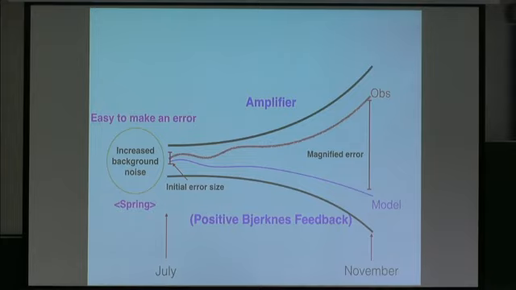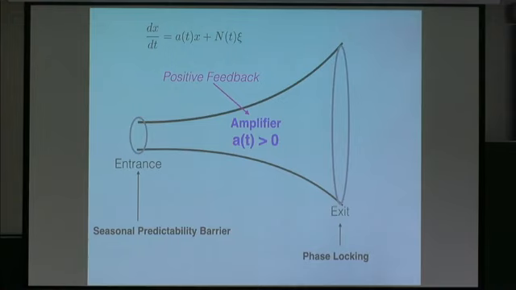I mean, Arctic sea ice has the same thing. Arctic sea ice, for example, at the start of the summer, if the error size is big, we are going to lose the predictability at the end of the summer. Same thing. Okay, so it's almost time, so I want to summarize this one.